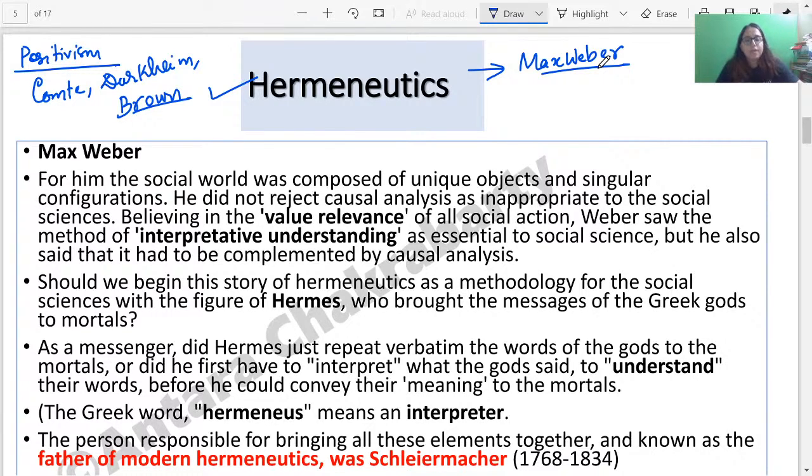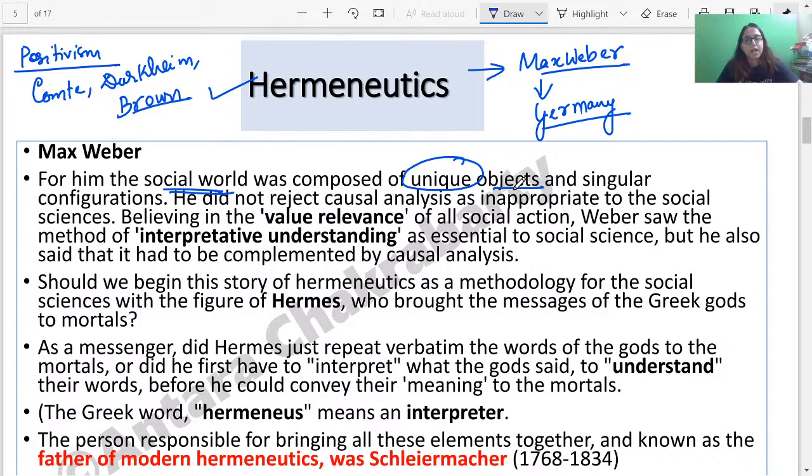So finally, when Durkheim, Auguste Comte, इन सब लोगों के theories बहुत famous थे, Max Weber ने क्या किया? He is from Germany, right? So जर्मनी में इन्होंने एक अपना ही एक बहुत फेमस किताब लिखा, that is Methodology of Social Sciences, जहाँ पे he talks about several important things. What are they? Let us see. For him, social world was composed of unique objects and singular configurations.